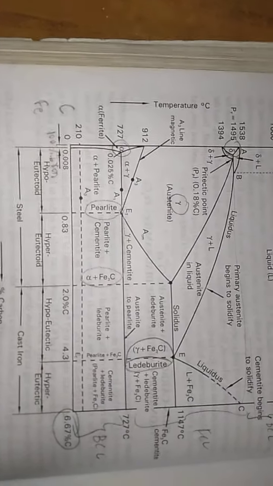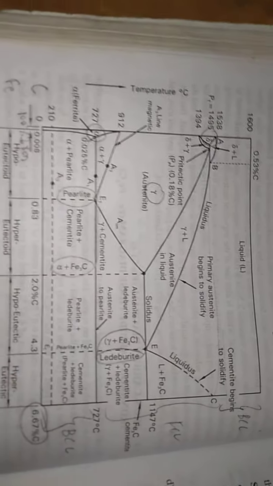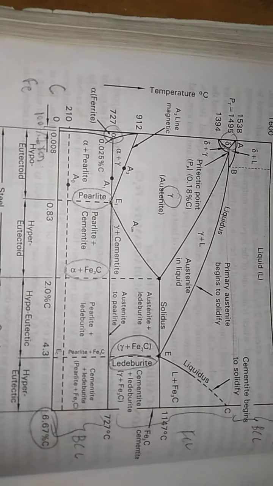Next is cementite. Overall there are 6 phases that we have to concentrate on. The fourth phase is cementite, which has 6.67 percent carbon, and it is observed only below 727 degrees Celsius. Needless to say, cementite will have the BCC structure. So cementite is observed at 6.67 percent carbon below 727 degrees Celsius.